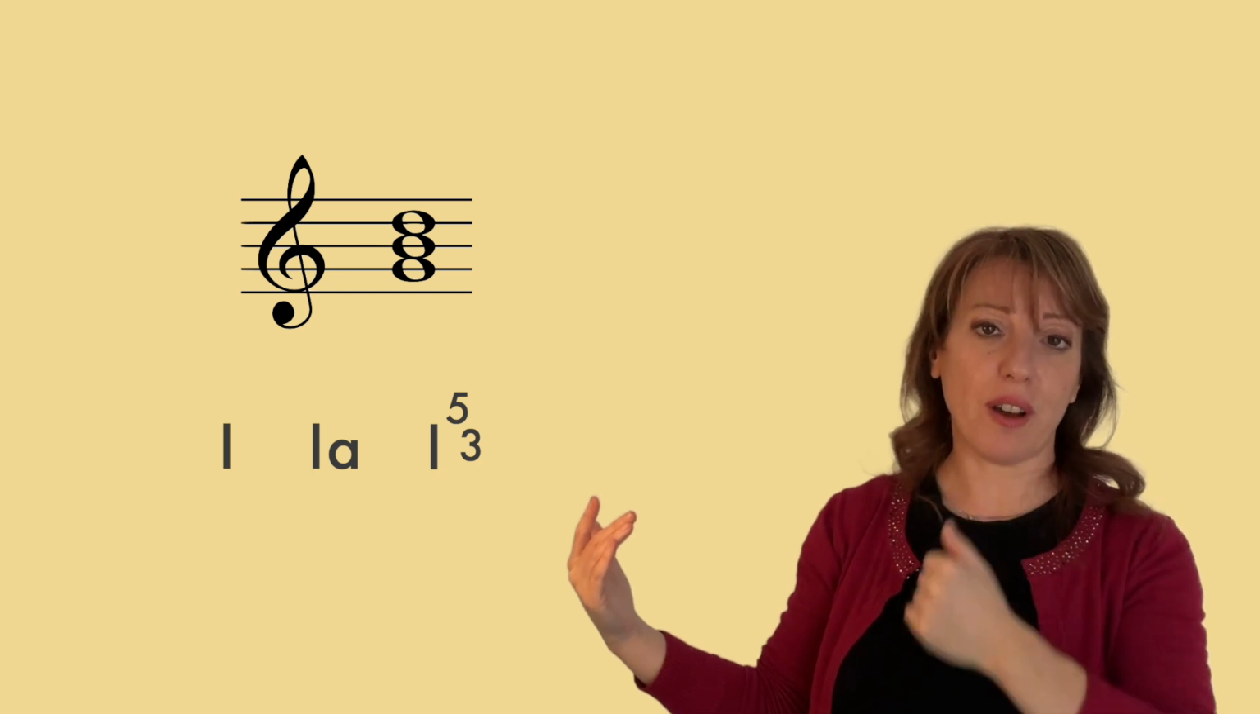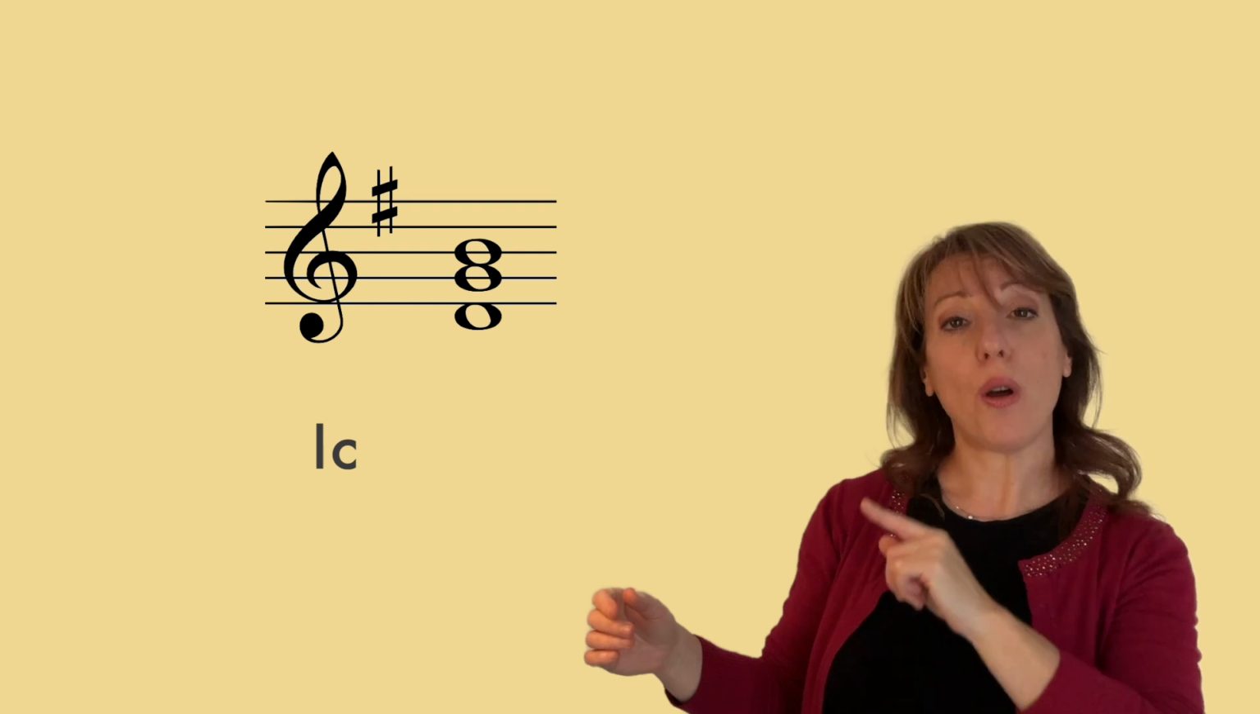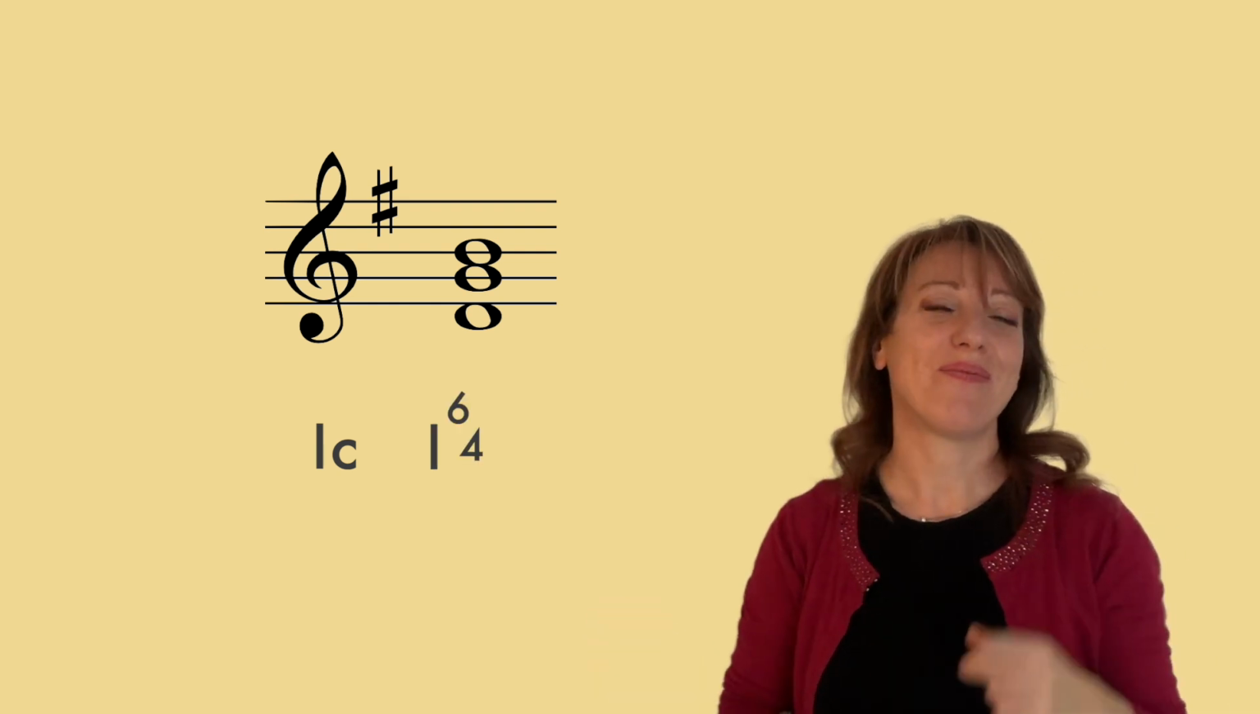So for example, this G major chord can be called 1A, or 1-5 or 3-5. That's it. If we change the order of the notes, so for example, we create the first inversion, the notes will be like this and the chord shape will change. So we have 1B or 1-3-6. In the second inversion, we will have 1C or 1-6-4. Now you know it.